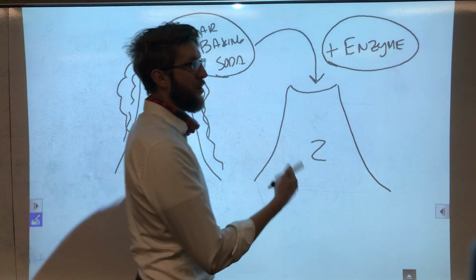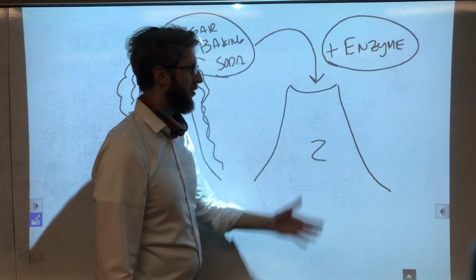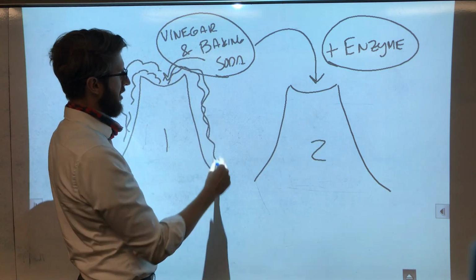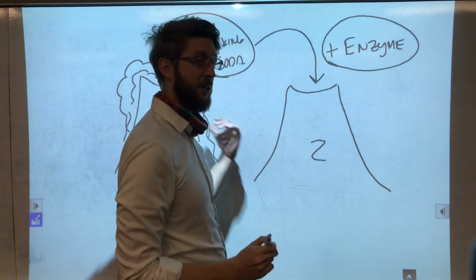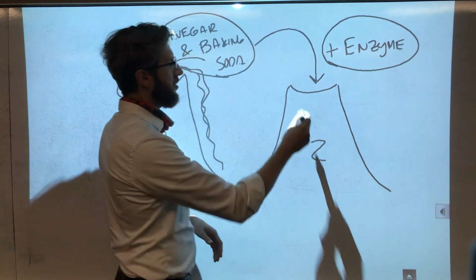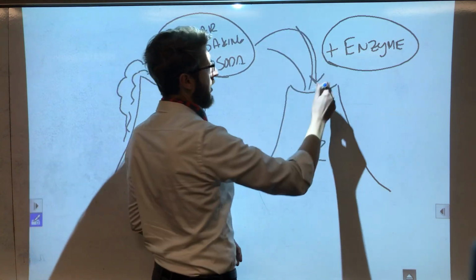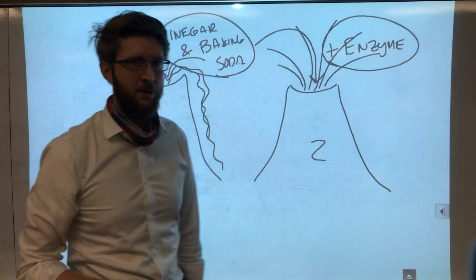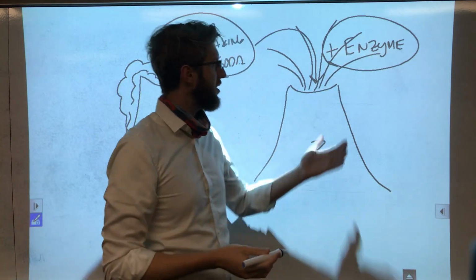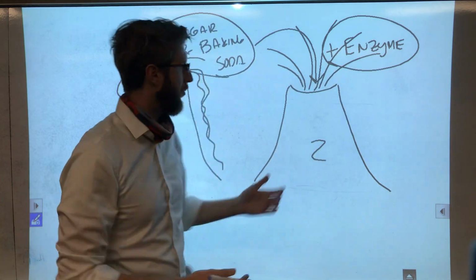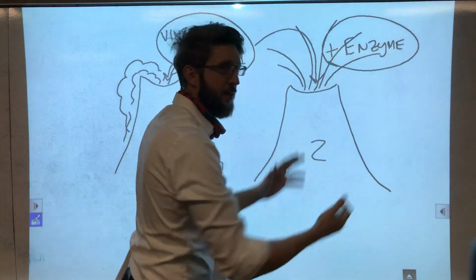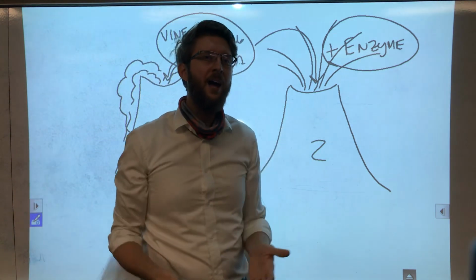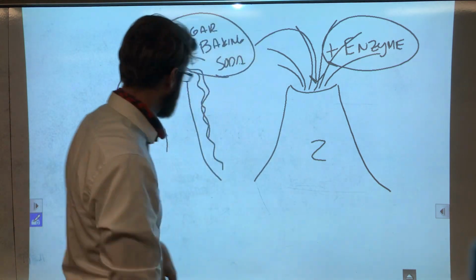Now, what you can expect to happen with this volcano is not just a little dribble out and pour down the sides like in volcano number 1. You can expect a big explosion out of this one. So we know that the enzyme has something to do with making the explosion big instead of making it small. But the question is, how exactly is it doing that?